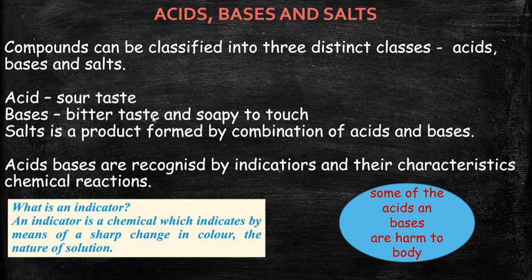Okay. So these acids and bases are recognized by indicators and their characteristic chemical reactions. So what is an indicator? An indicator is a chemical which indicates, by means of a sharp change in color, the nature of the solution. So to distinguish and identify substances, we use the change in color or nature. In general we use many indicators in the laboratory, like phenolphthalein, methyl orange, litmus paper, litmus solutions. Okay.